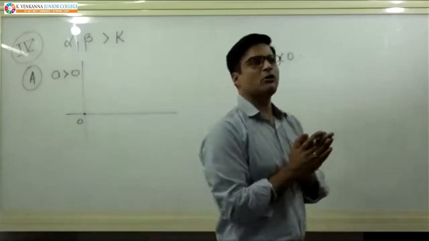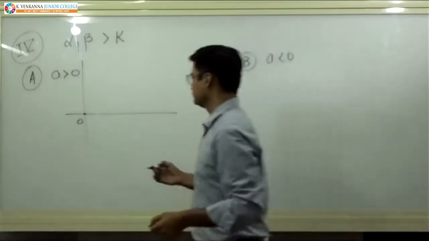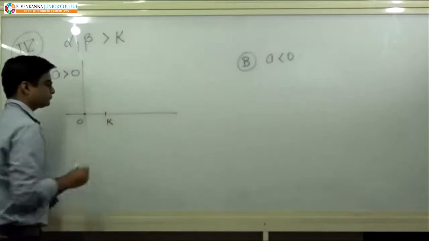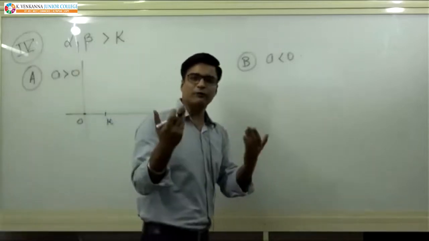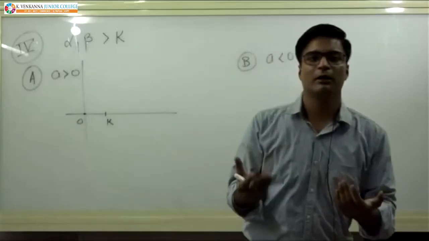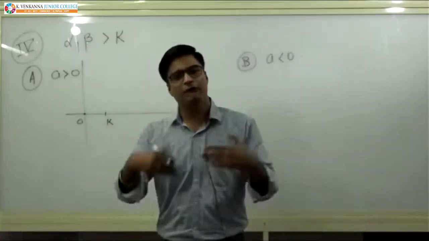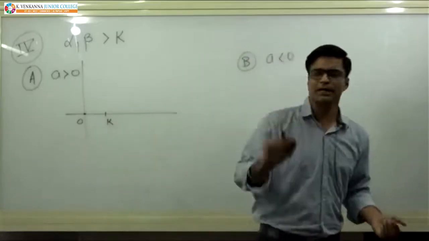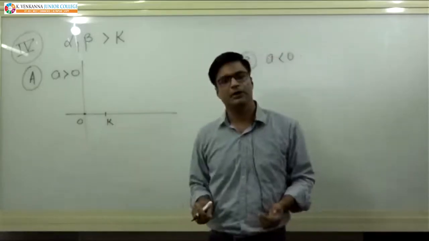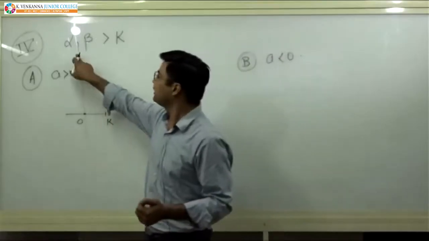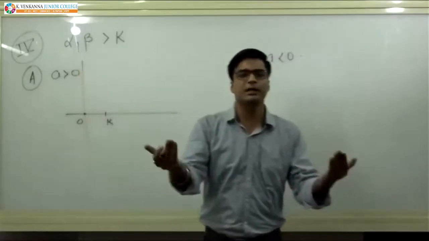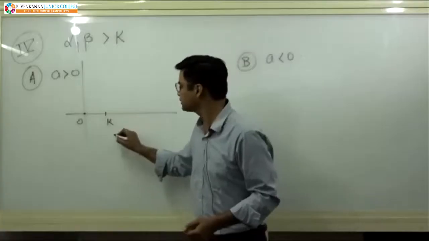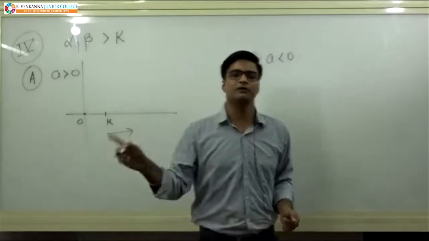Okay, let's say this is your origin. Let's say the value of k is coming somewhere here. The question will automatically give you the value of k. We are assuming, let's say, k is coming here. It doesn't really matter, but let's assume k is coming here. Now, what it's saying is that both the roots must be greater than k. That means our curve must intersect the x-axis on the right hand side of this k.